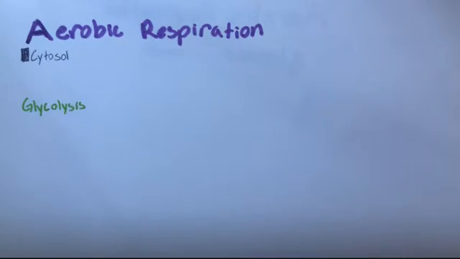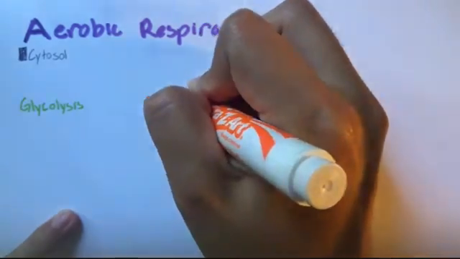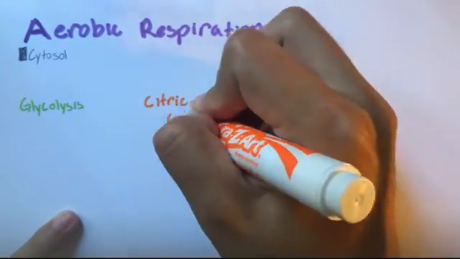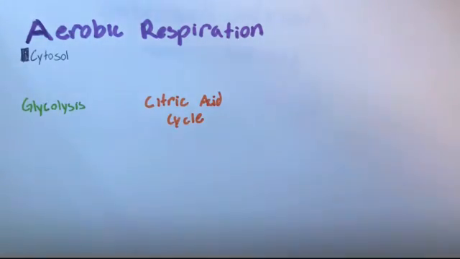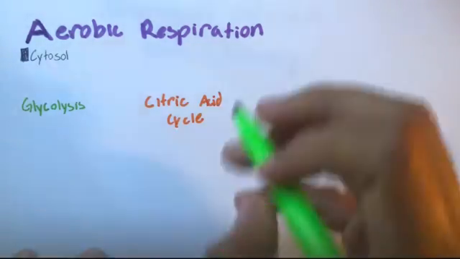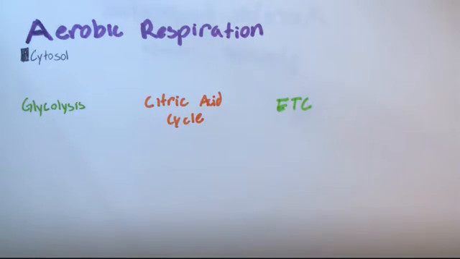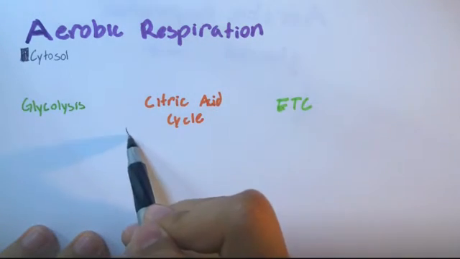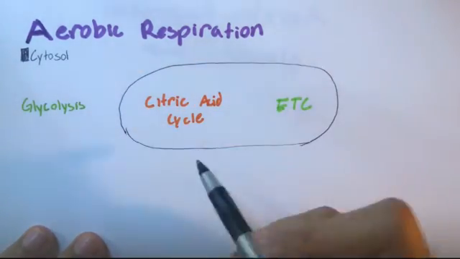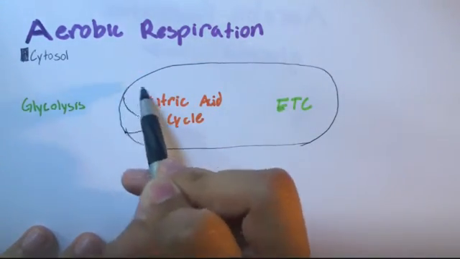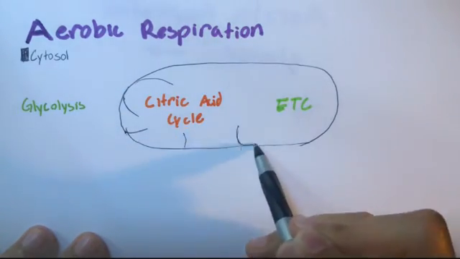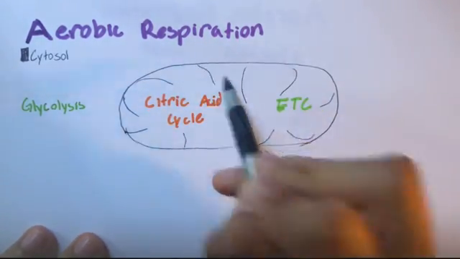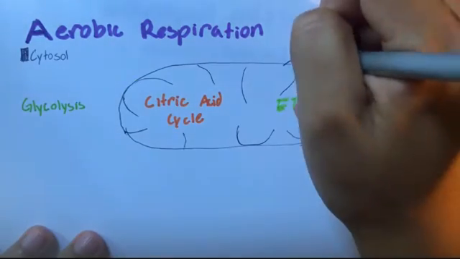Aerobic respiration has 3 different processes. These include the glycolysis process, the citric acid cycle, and the electron transport chain. Something that's very different about each of these is that glycolysis occurs in the cytosol, while the citric acid cycle and the electron transport chain occur in the mitochondria, and here I am drawing the mitochondria around the citric acid cycle and the electron transport chain. And you can also see that glycolysis is not a part of the mitochondria.